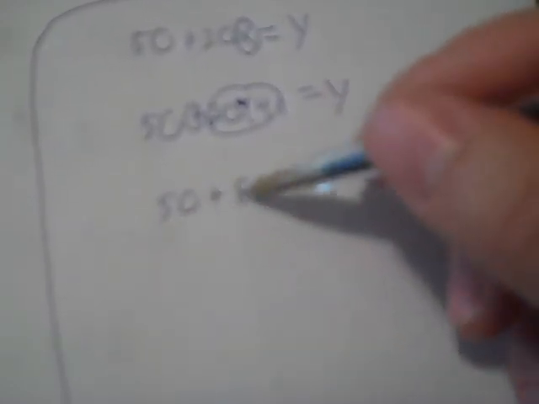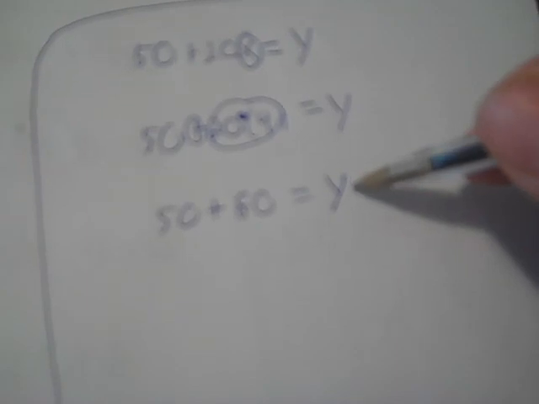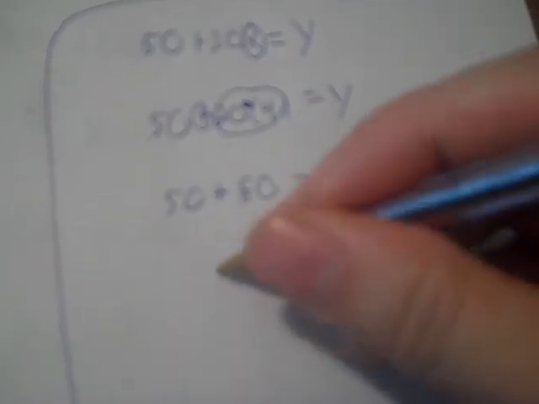Okay, and these are like terms, so we can go ahead and add those. No letters in either of these. So 50 plus 80 is 130, and that's Y. So the cost is 130.